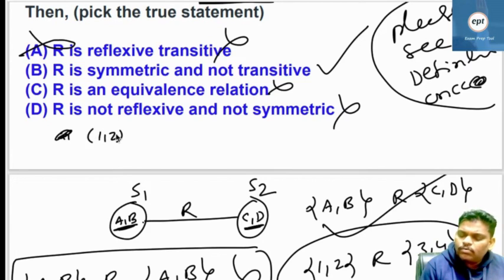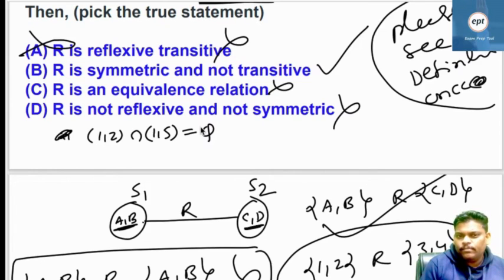1, 2 and 1, 5: the intersection is pi. 1 2 and 1 5, the intersection is pi.